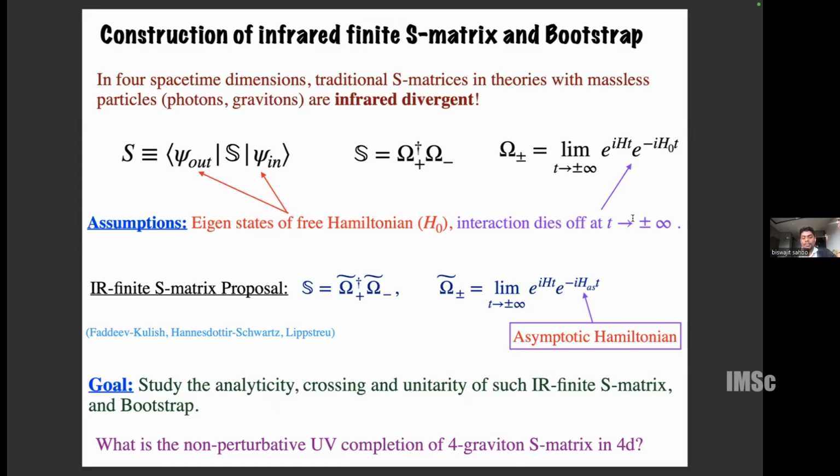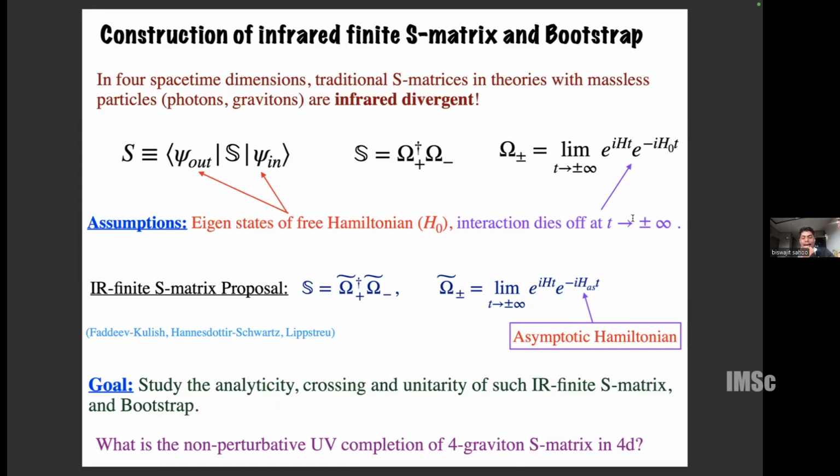So the goal will be to first develop a procedure for an IR finite S-matrix, and my feeling is that from our soft theorem analysis, the dressed graviton or dressed photon S-matrix is what the IR finite S-matrix is, as we also see from the soft theorem analysis. Then finally study their analyticity, crossing and unitarity properties at least up to a few loop orders in perturbation theory, and then make those assumptions non-perturbatively and try to do the bootstrap program.